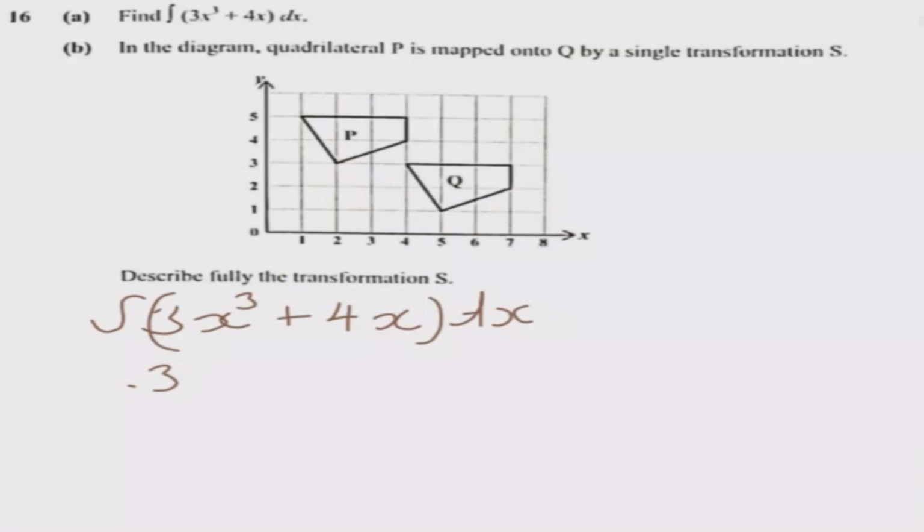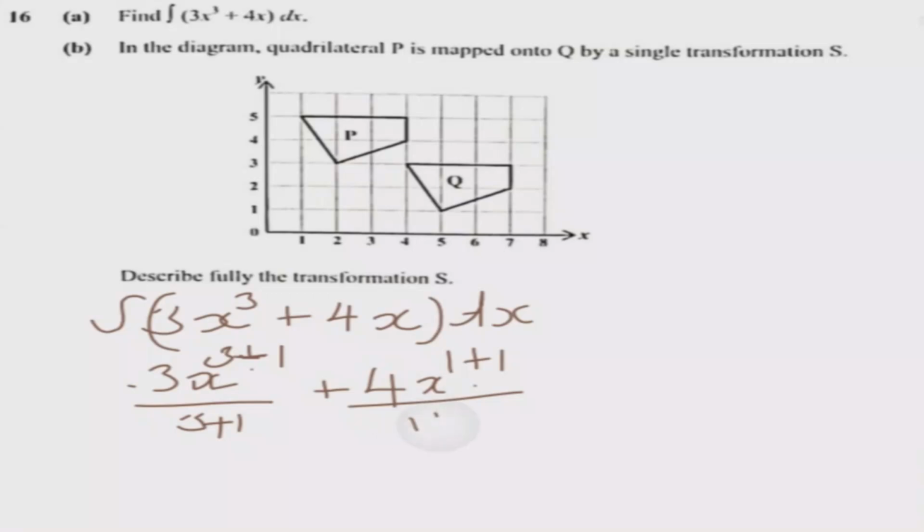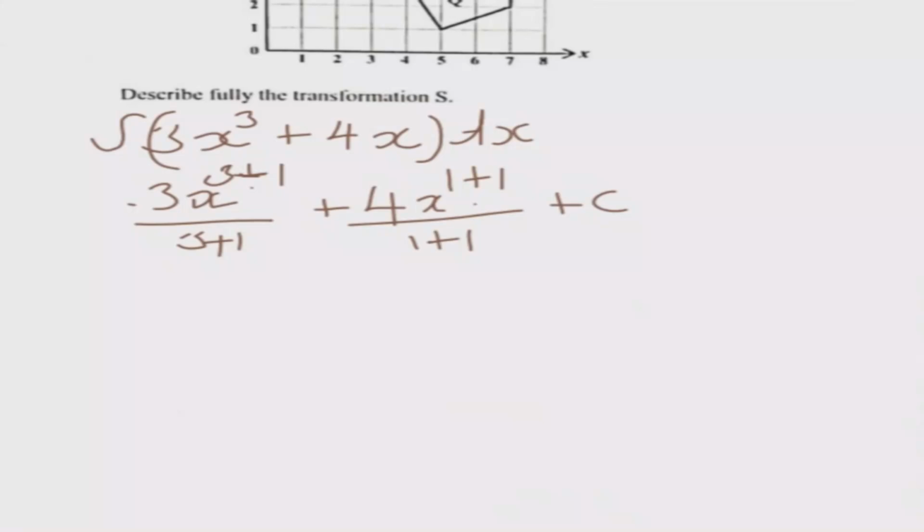So I've got 3x raised to the power of 3 plus 1, over 3 plus 1, then plus 4x. Now 4x is raised to the power of 1, so plus 1, over 1 plus 1, plus c. Now once I've done that, the next thing I'm going to do is just to evaluate that.